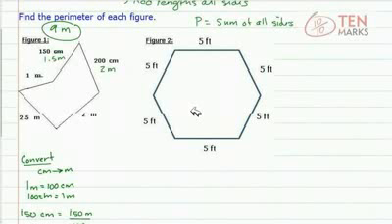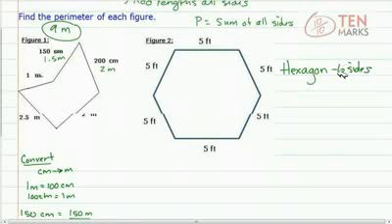Let's move on to figure 2. Figure 2 is a polygon with 6 sides. Each side measures 5 feet. Remember that a polygon with 6 sides is a hexagon. The perimeter is the distance around the outside of a closed figure, the sum of all the sides. Since all these sides are equal in length, this is a regular polygon.